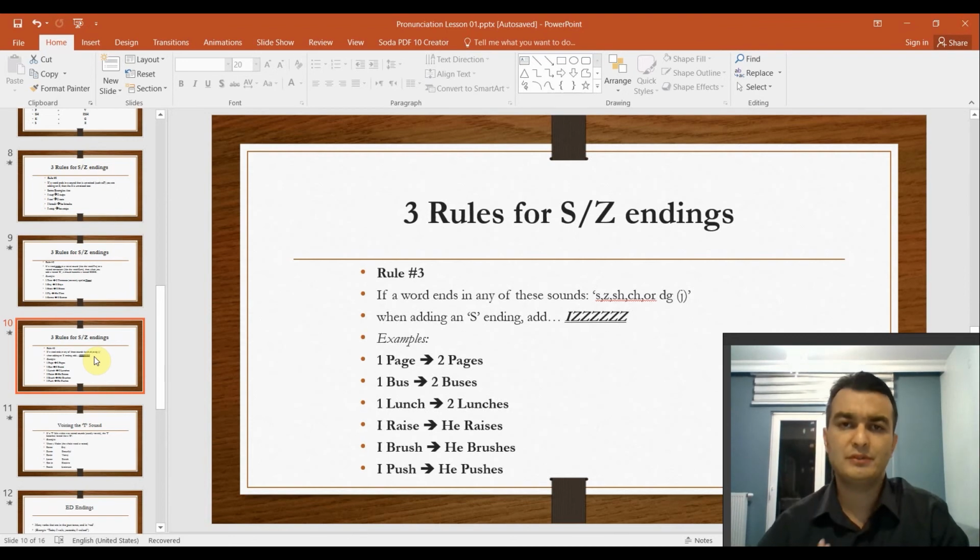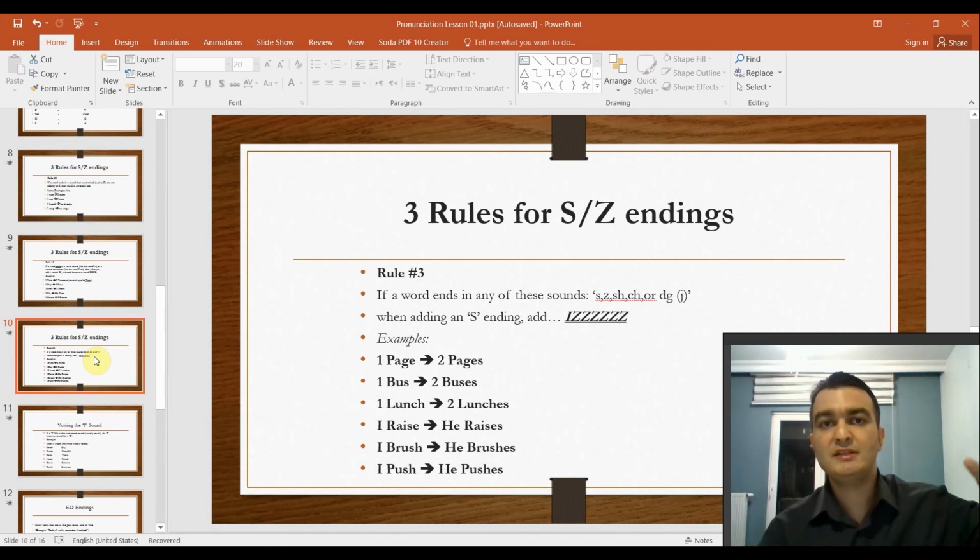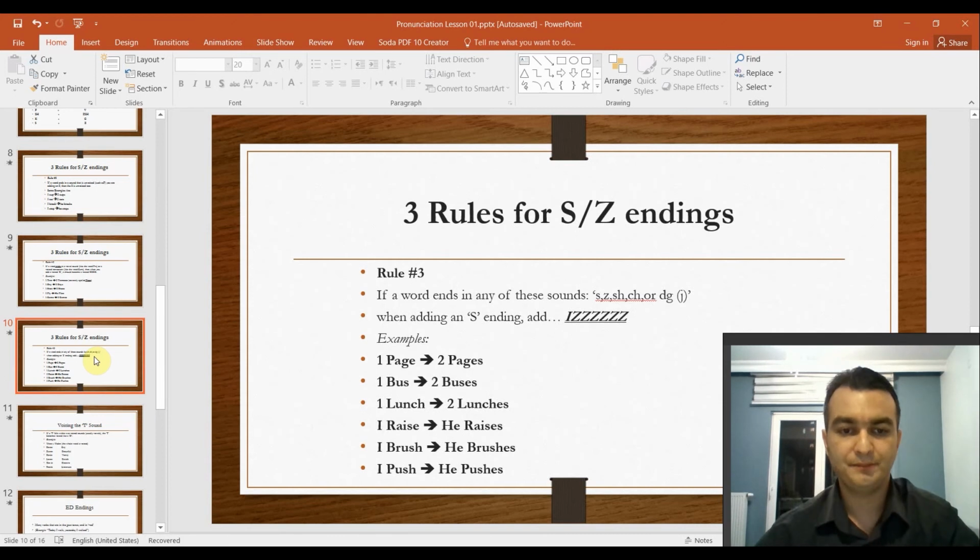Automatically, these are exceptional, okay? For example, one page, two pages. I hear a lot of students saying pages. For example, we have bus, buses, lunch, lunches, raise, raises. I raise my hand, she raises her hand.